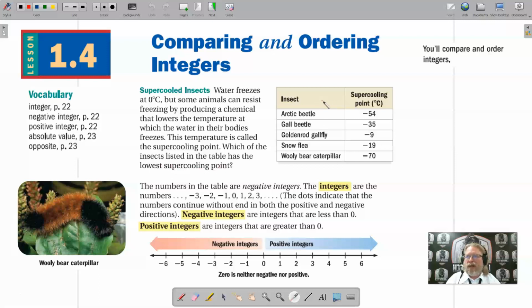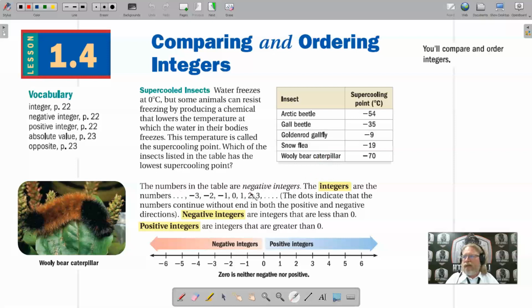So in our table we have two columns. Right? You have columns and tables, and you have rows. So in the first column, we have listed the insects. They are the Arctic beetle, gall beetle, goldenrod gallfly, snow flea, and the woolly bear caterpillar. I've never seen any of these insects before. The supercooling point, respectively, for each of them is -54 for the Arctic beetle, -35 for the gall beetle, -9 for the goldenrod gallfly, -19 for the snow flea, and -7 for the woolly bear caterpillar.